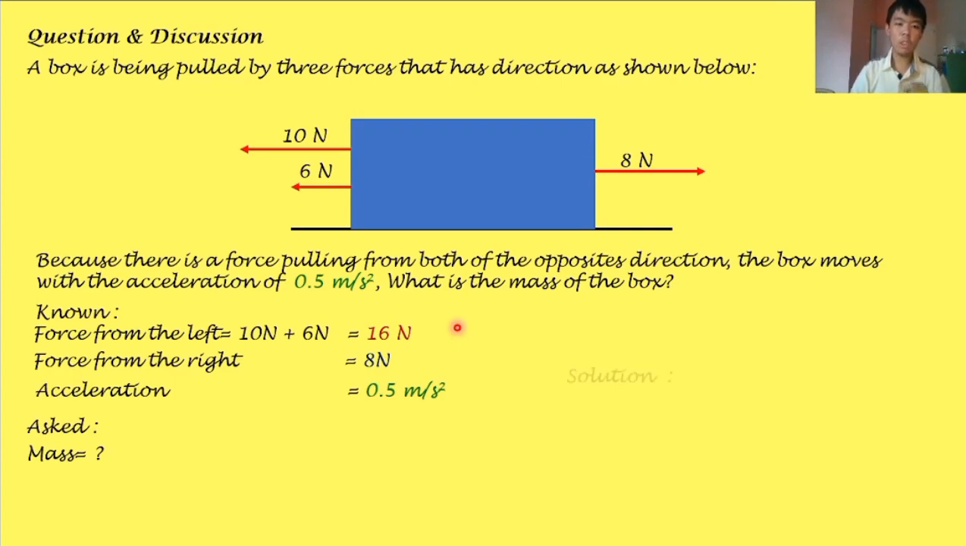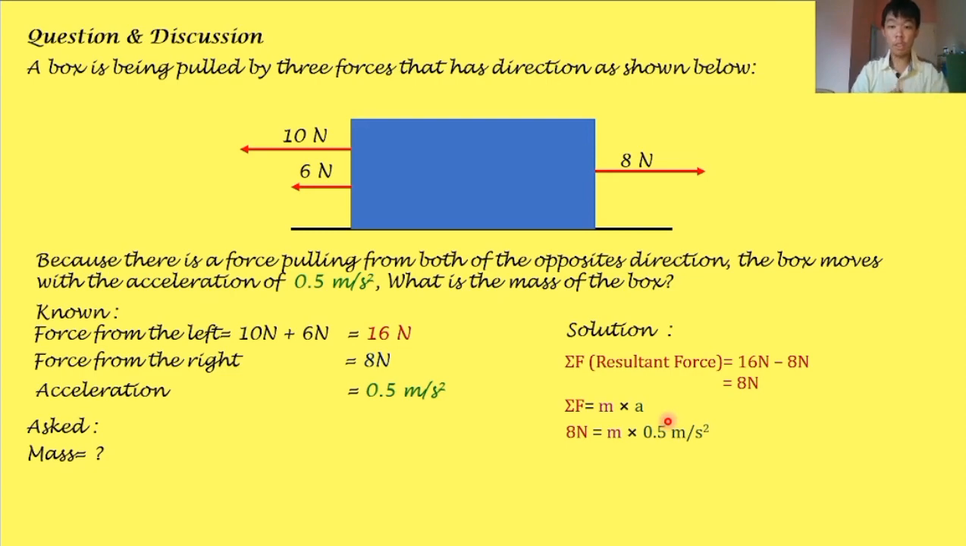Now we're going to write the solution and the way to solve this problem. The force resultant is the amount of force acting upon an object. In this case, there will be 3, but we already added the 2 from the left into 1, which is 16 newtons. We're going to subtract it because the forces are facing opposite directions. So 16 newtons minus 8 newtons equals 8 newtons. Now, resultant force equals mass times acceleration. We're going to input the formula.